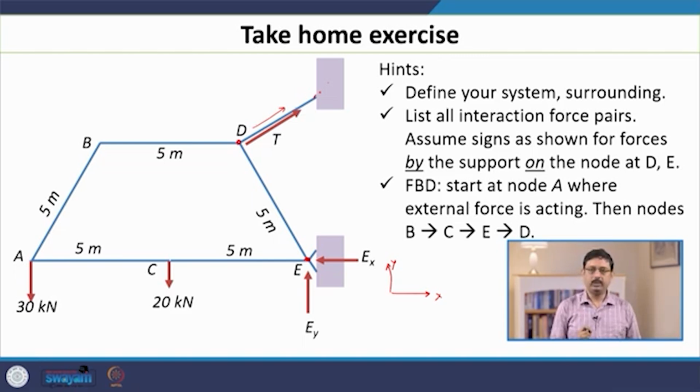Now, here is a hint on which node you should start with. It is easier to start with nodes where the external forces are acting. So, let us start at node A and take node A as your system. Let me complete the beam structure. It is connected by only two beams. So, write down the force balance equations at node A, then go to node B, then node C, and then go to node E instead of D. If you follow this order, your calculations will be simple.